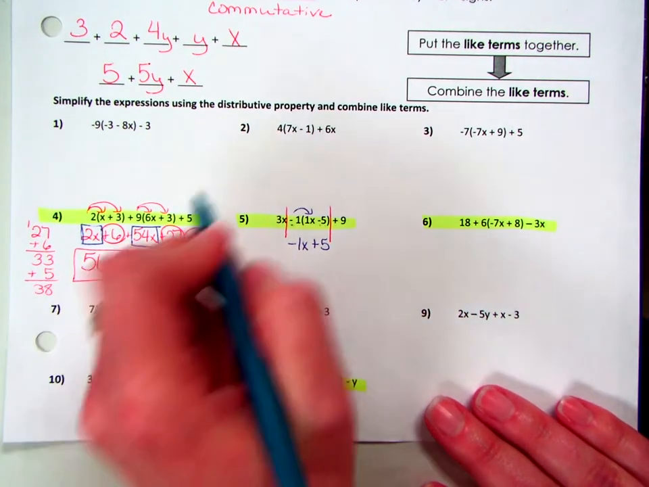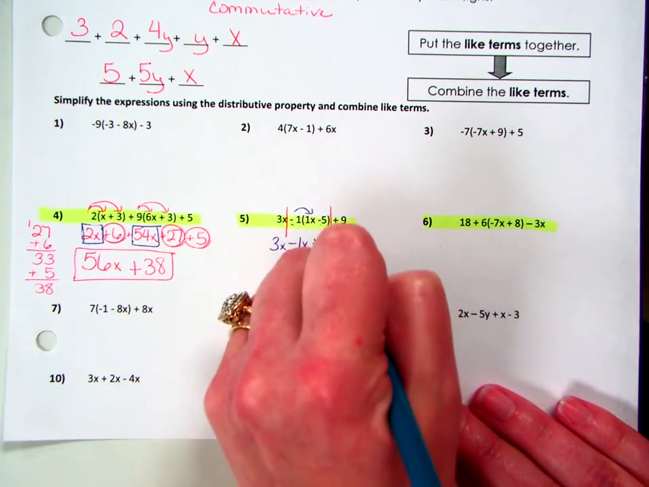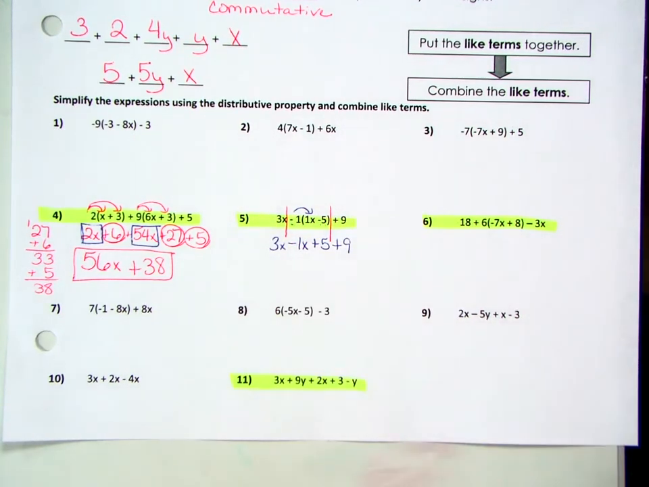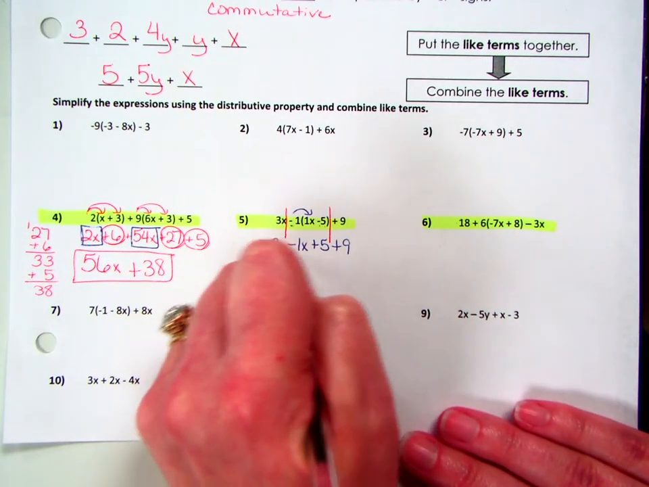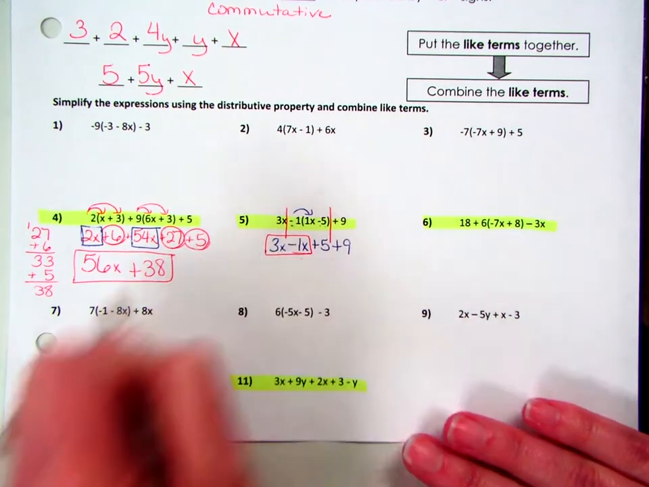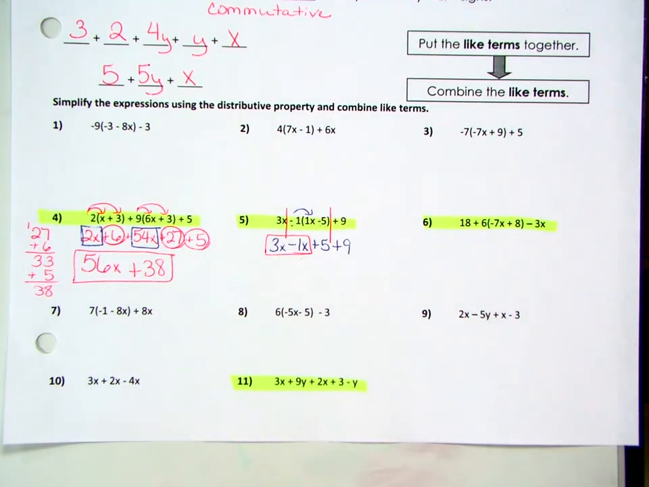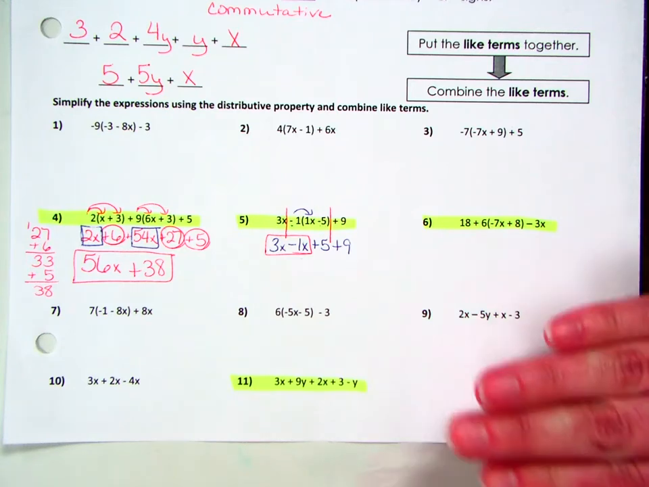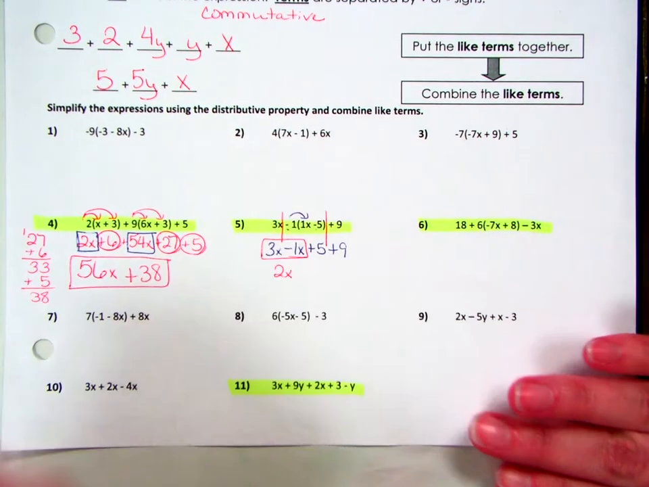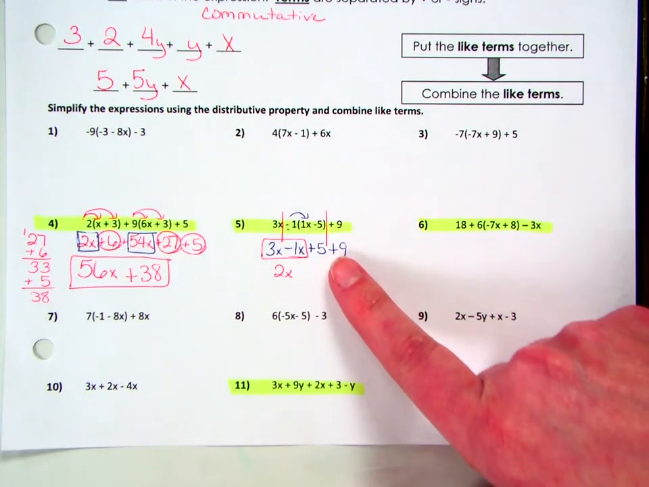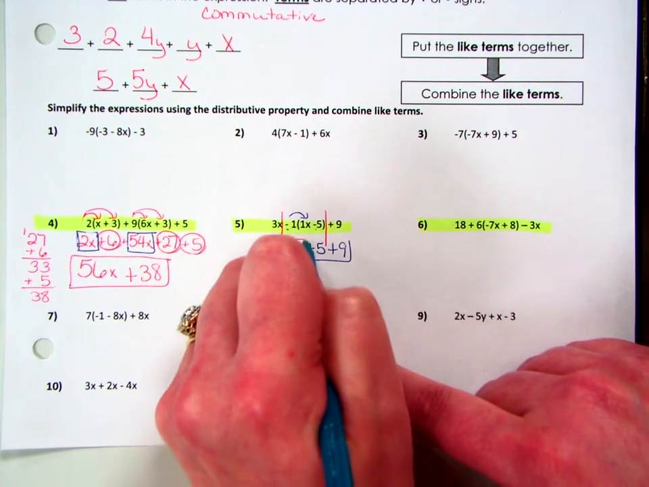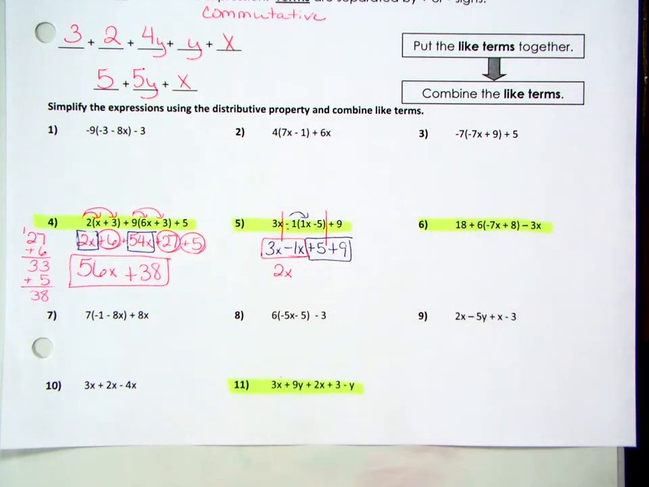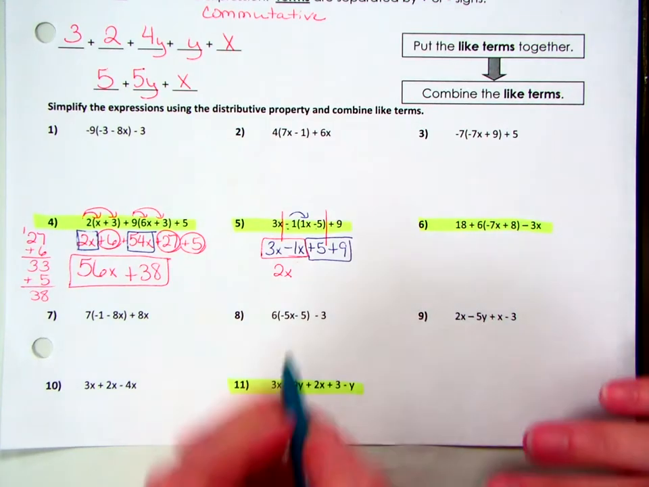Bring everything else down. 3x, positive 9. All right, so now I've got to look for my like terms. I see 3x minus 1x. That's actually one big set of like terms. Look how nicely grouped together they are. So 3x minus 1x is 2x. And there we go, on the right-hand side, a positive 5 and a positive 9. So I'm going to add positive 5 and positive 9, and that's going to give me a positive 14.